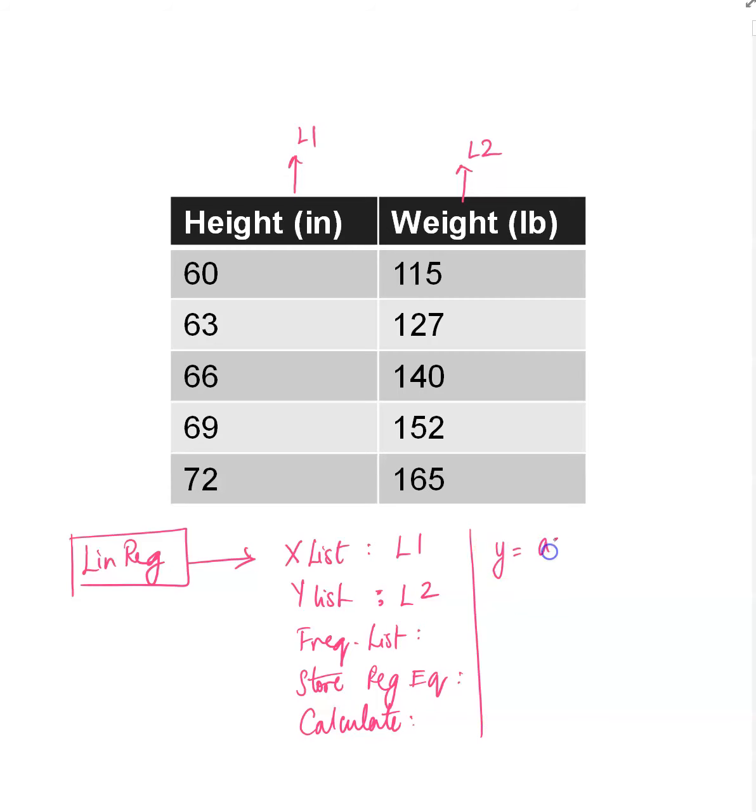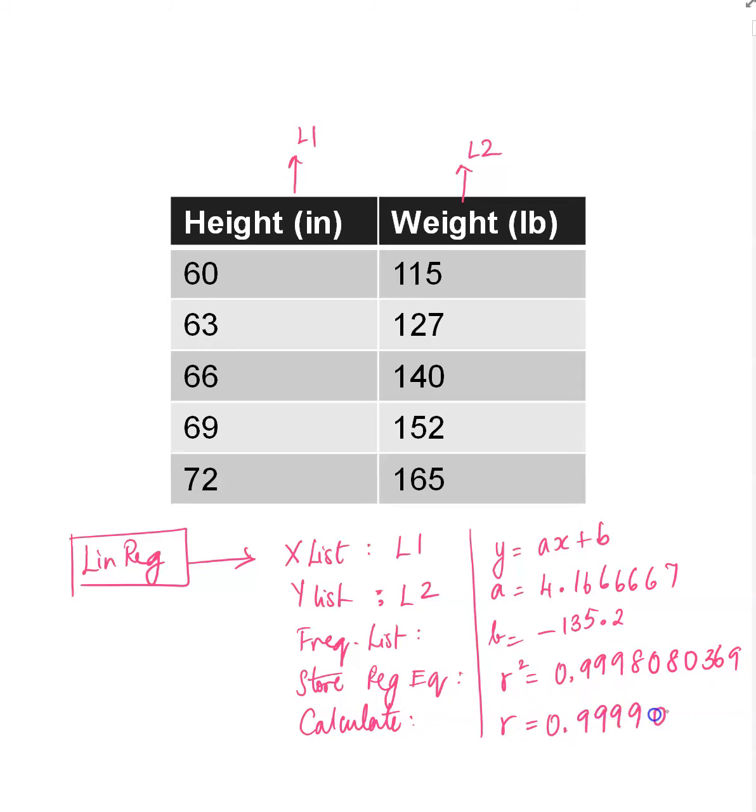Okay, so you will see y equals ax plus b. This is what we did in one of the previous examples, right? You see a as 4.166666, etc. 7. B is negative 135.2. And you have now r squared and r. This is appearing, if it didn't appear to you before, and if it does now, it's because you turned on the diagnostic. Okay? So r squared comes out as 0.999808039, and r comes out to be 0.99990400138.